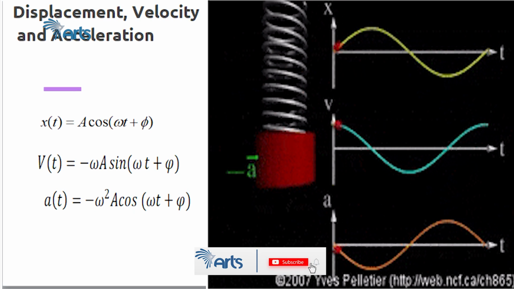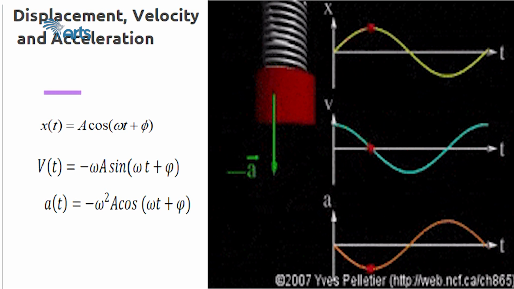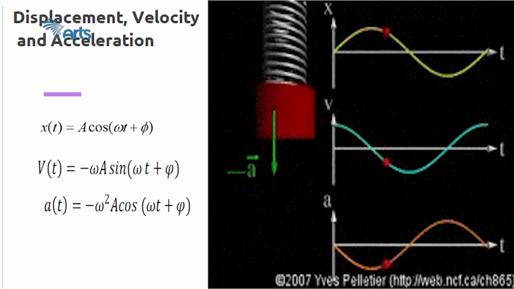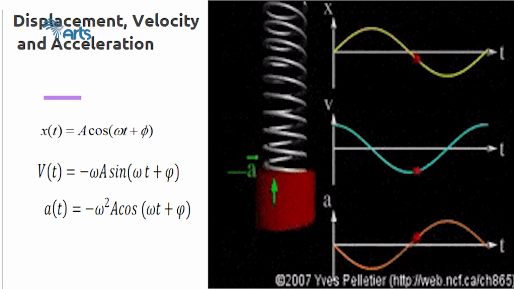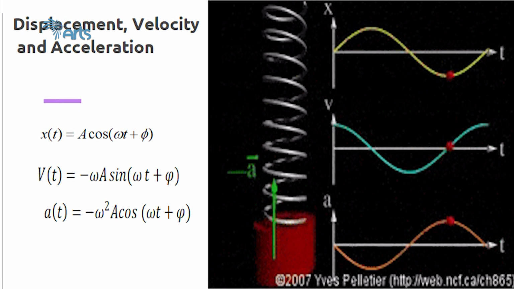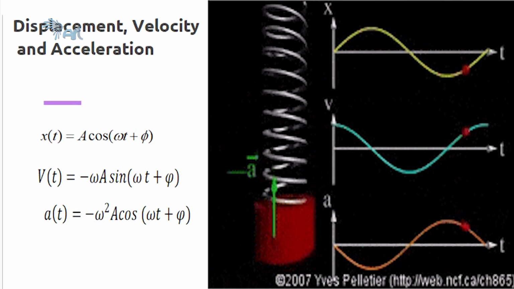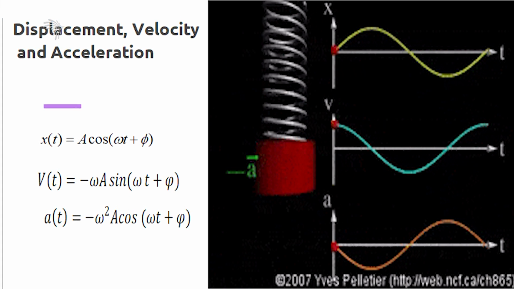The general expression for the displacement of an object executing simple harmonic motion as a function of time can be stated as x of t is equal to A, amplitude, times cosine of omega t plus phi, where phi is called the phase angle and it represents the angular displacement at the initial condition, that is at t is equal to 0.